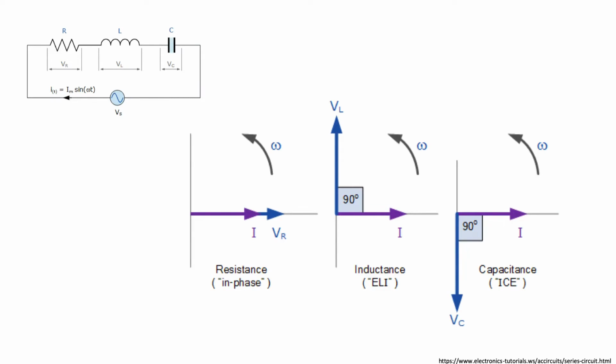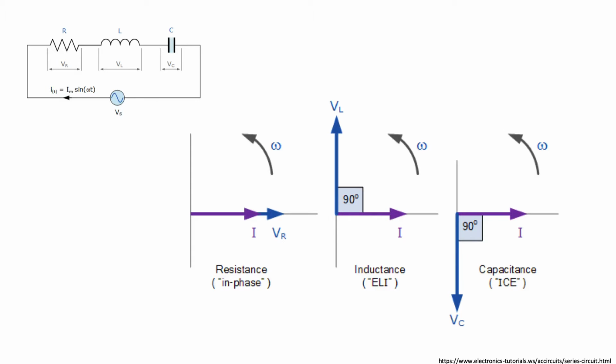Combining everything we've learned so far, we can now draw the phasor diagram for the current and the voltages across each circuit element. If we consider a phase angle of 0 degrees, then the phasor for the current may be represented by the purple arrow in the figure.